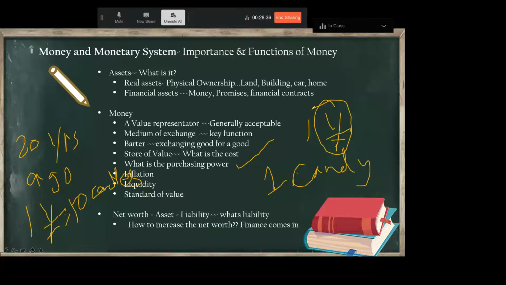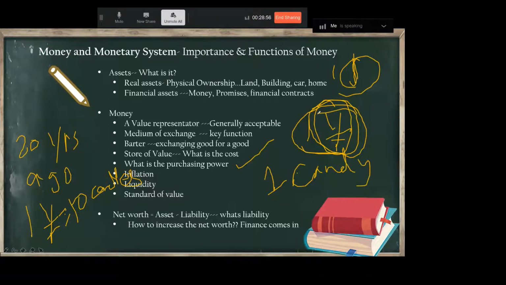Similarly, we can say $1. Today, you can buy a cup of coffee for $1, but you cannot buy a cup of coffee for 1 RMB. So it means that the purchasing power of the dollar is higher than the purchasing power of RMB. So that's the purchasing power.